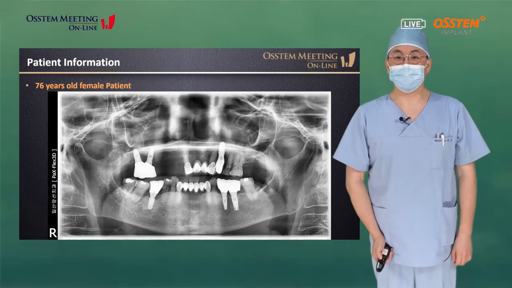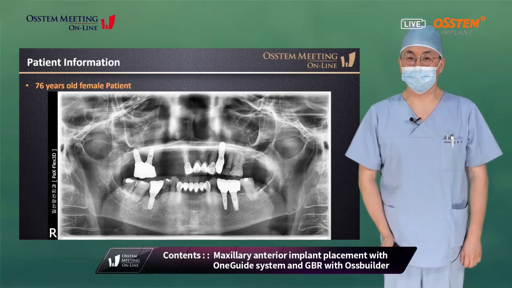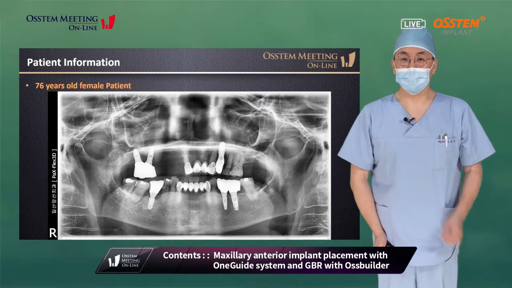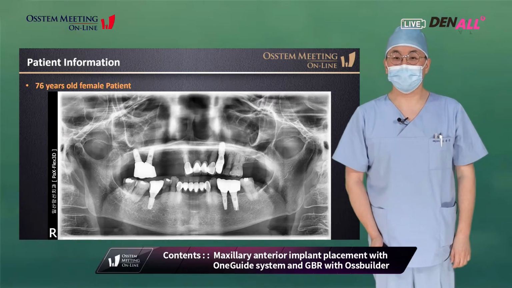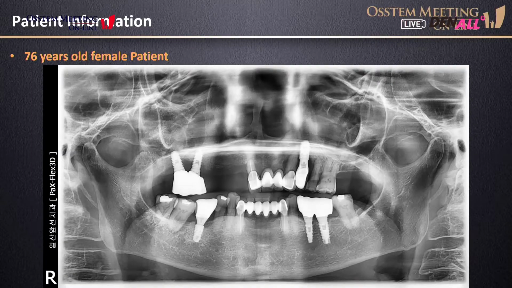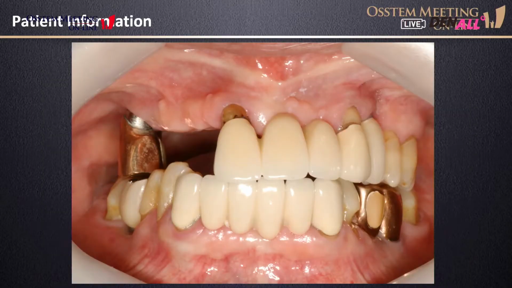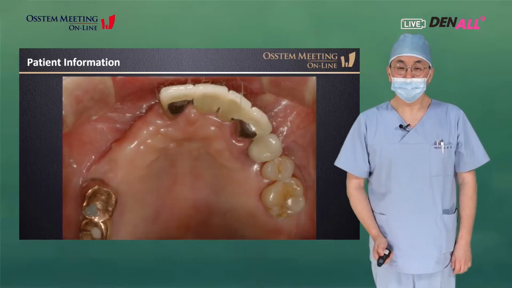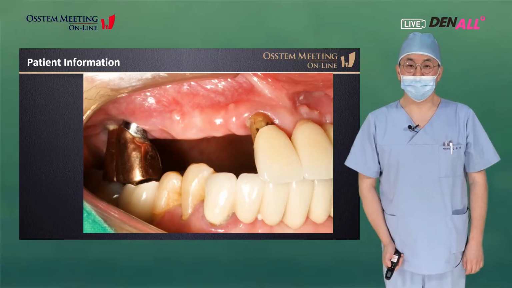This patient is a 76 years old female patient. Chief complaint was severe mobility of left upper anterior bridge. She is presenting missing of right upper anterior teeth. This is pre-op condition, frontal view and occlusal view. And let's see the lateral view in the right side.